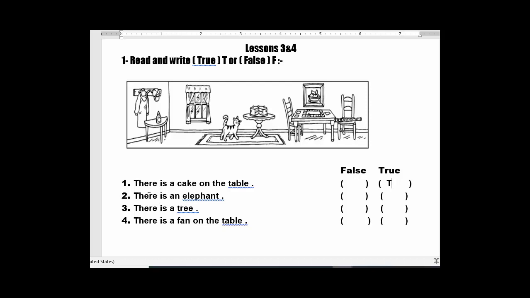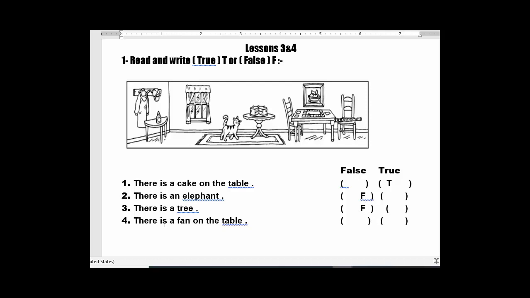Okay, number two, there is an elephant. False or true? As you can see, there is no elephant. There isn't any elephant. So the answer will be false. Write down F. Number three, there is a tree. You can't see any trees here. So it will be false. Write down F.